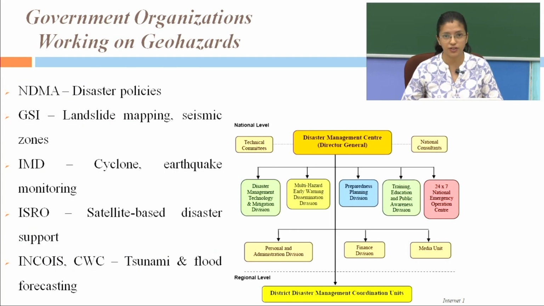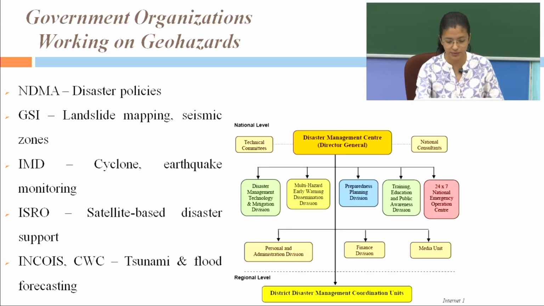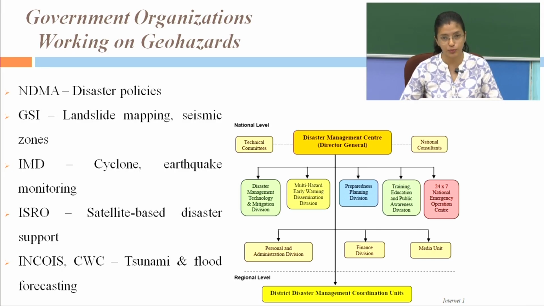There are several government organizations working on geohazards. A few of them are the National Disaster Management Authority, which prepares plans and makes policies to prevent these disasters; the Geological Survey of India, which helps in preparing geological maps and seismic maps for the area; the Indian Meteorological Department, which monitors meteorological hazards; and the Indian Space Research Organisation, which provides satellite data.